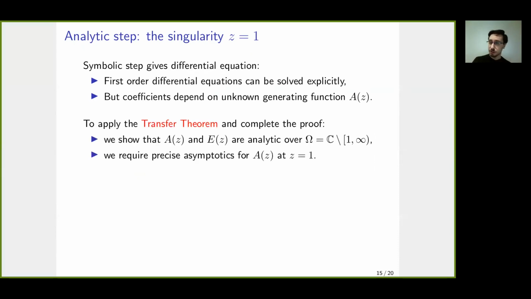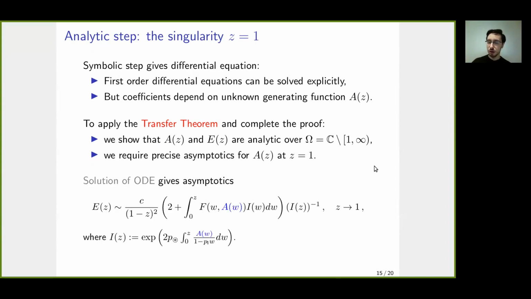So to apply our transfer theorem, we need knowledge about this unknown generating function A(z) regarding the probabilities of full reduction. And we show that the only singularity we must care about is z equals 1. And so then we need precise asymptotics for A(z) close to z equals 1.